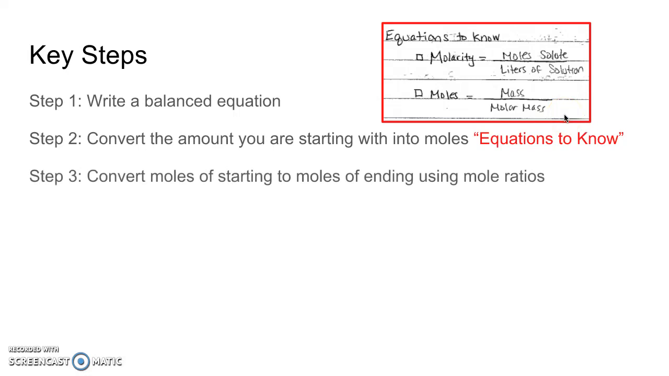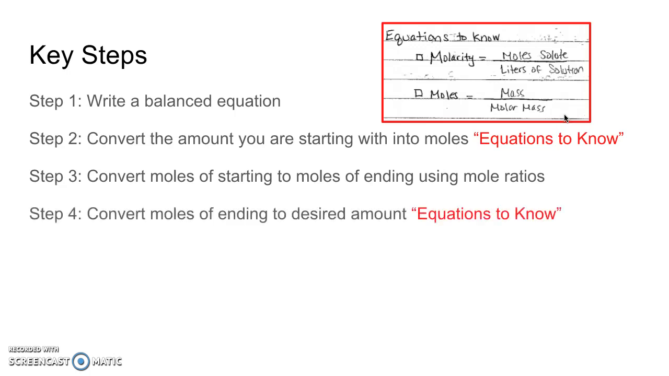Once we have the moles of starting, we converted the moles of starting to the moles of ending using mole ratios, and we got that from the balanced equation. And then finally, we converted moles of ending to the desired amount, again, using these equations that we should know.